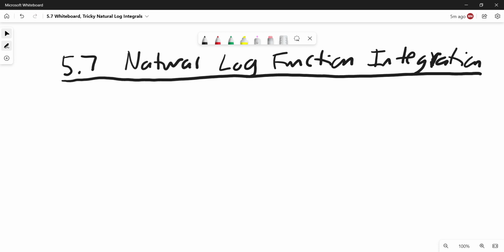Example 4 is just bam, bam, bam, examples of, again, things where the answer at the end ends up being ln of something. Basically, there's a separate section for this for a reason. It's very common that it works out that the derivative of the denominator of the integrand is some kind of constant multiple of the numerator. It's pretty common.